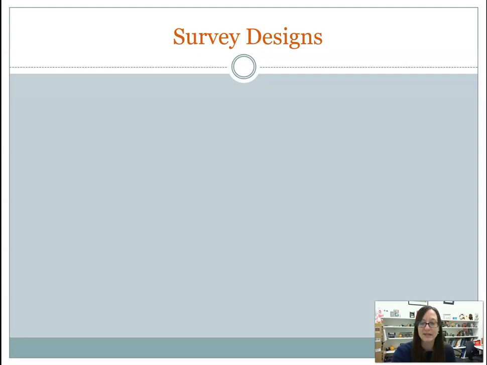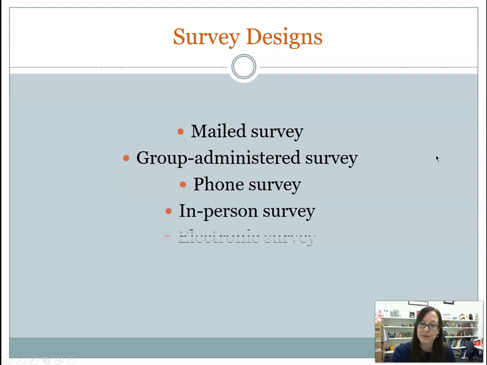So there are 5 basic survey designs. We have the mailed survey, the group administered survey, the phone survey, the in-person survey, and the electronic survey.